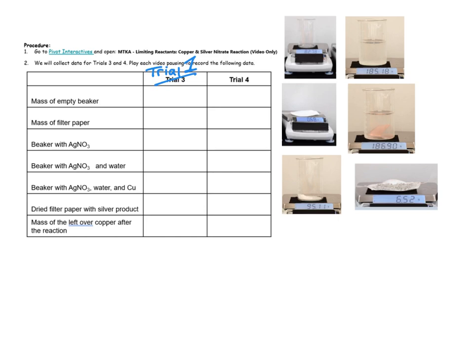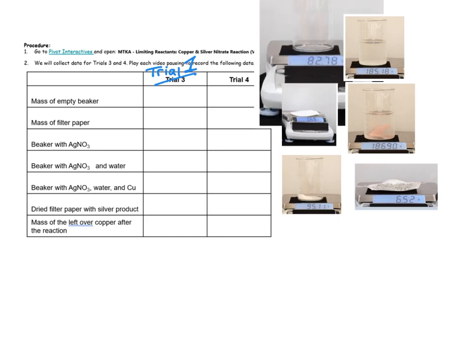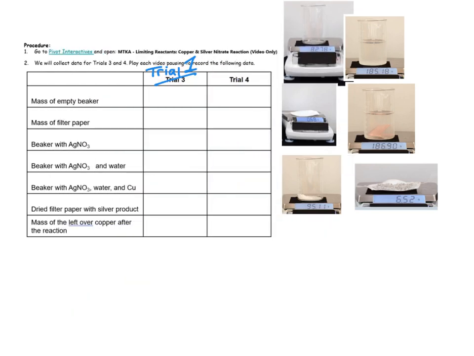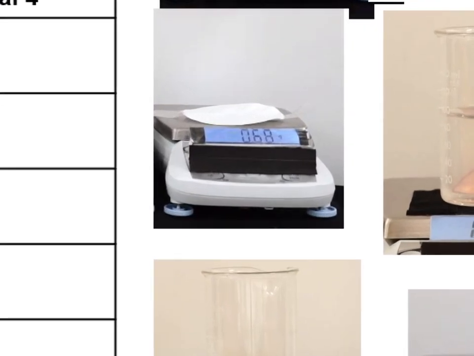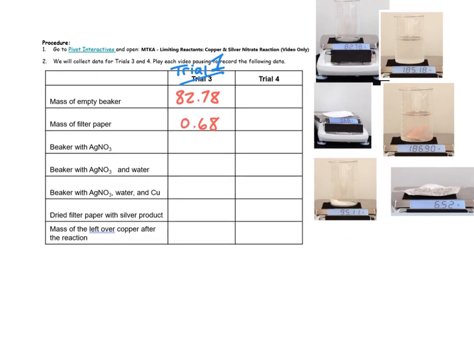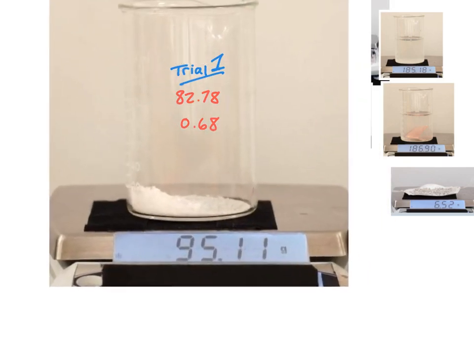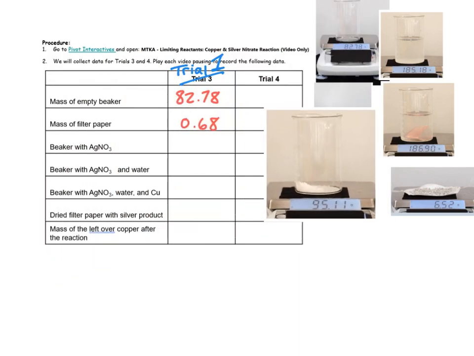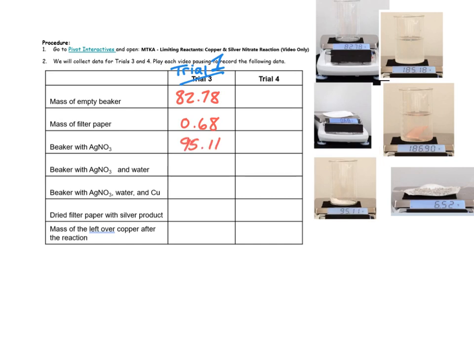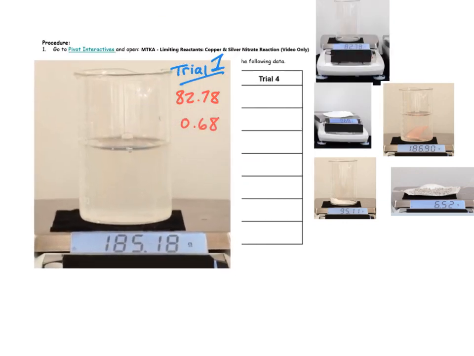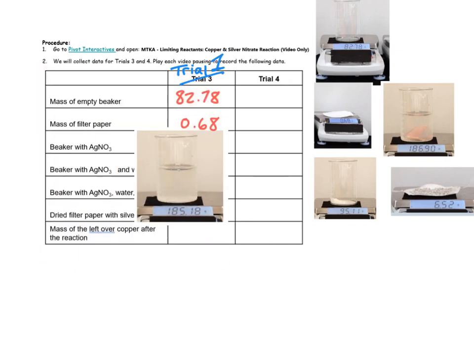Now, the first line says mass of the empty beaker. That was the beaker with nothing in it, 82.78. The second line is the mass of the filter paper all by itself, 0.68. Line 3, the beaker with the silver nitrate in it, that would be 95.11. The beaker with silver nitrate and water, that's after they stirred it and it's all dissolved, 185.18.